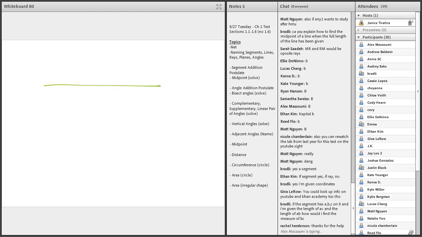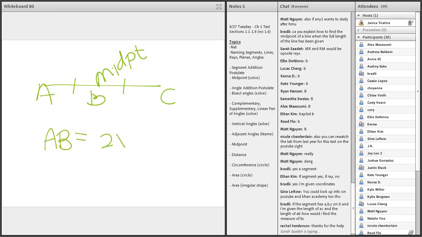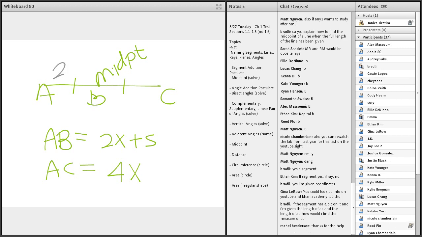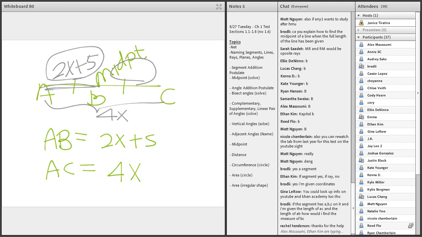Versus if it said B is the midpoint, if they told us it's the midpoint, and there's A and C, you got to put your own tick marks. And let's say AB is 2x plus 5, and AC is 4x. In this case, you have to infer some information. You're given half of the length, right here to here. You're given the full length, and you're like, oh shoot, what's this length? That length is the same as this length right here, even though I didn't give it to you. So you have to infer this information and say, oh, BC is 2x plus 5 as well.